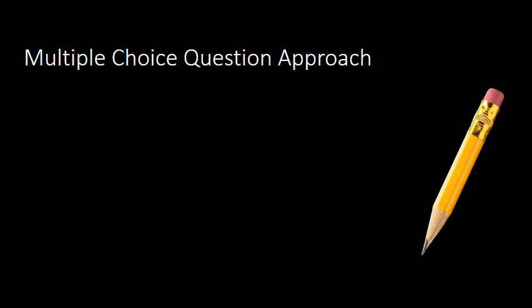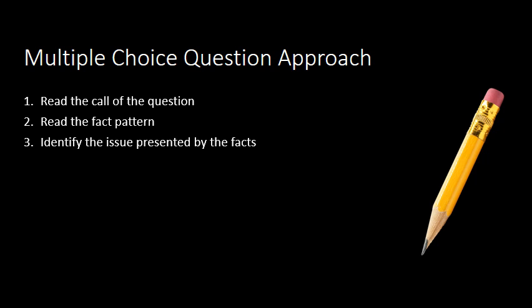So the approach I suggest is first read the call of the question. Read that last statement or two prior to the answer choices. Why? This is going to focus your reading of the fact pattern. Next, read the fact pattern, the story. You then need to identify the issue that is presented by the facts. What is going on here? Why is this a problem under the law? Articulate the rule of law.